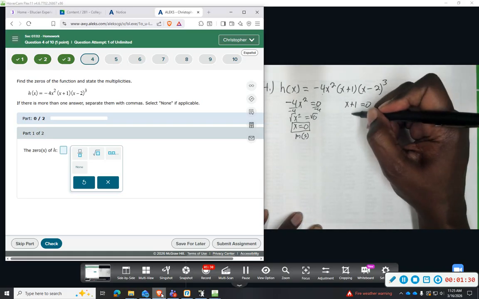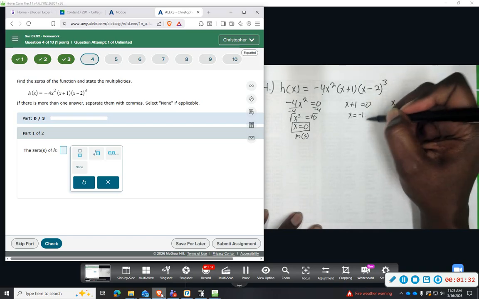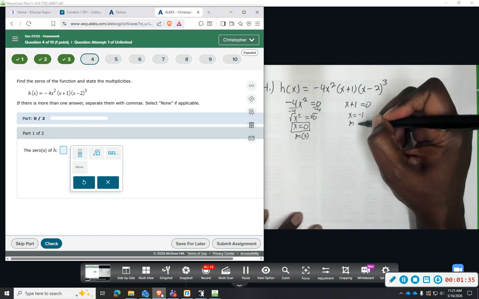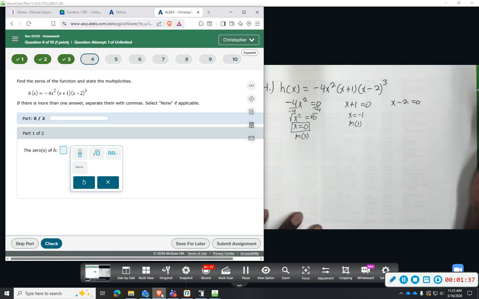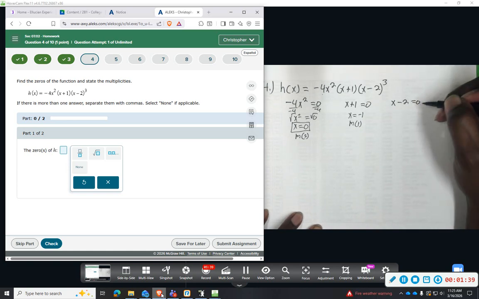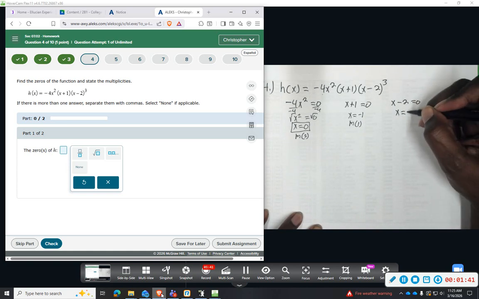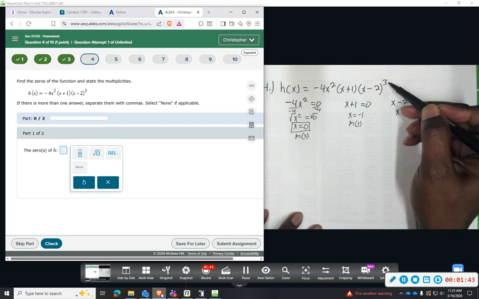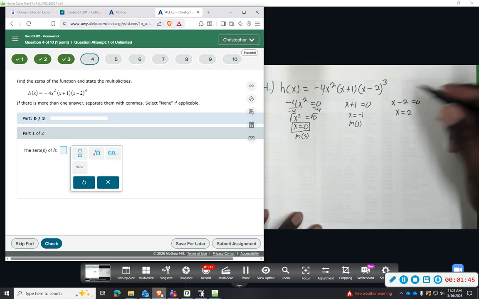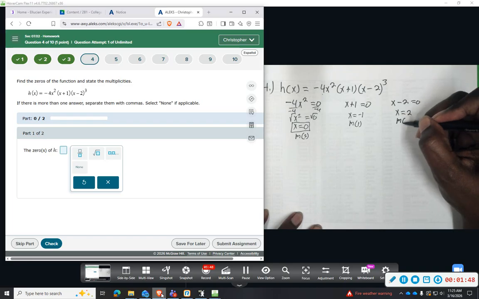Here, we just subtract 1, and so we get x equals negative 1. And this one is a multiplicity of 1. It's only 1 zero. And then we would add 2, giving us x equals 2. That came from a cube or third power. So this one is going to have multiplicity 3.